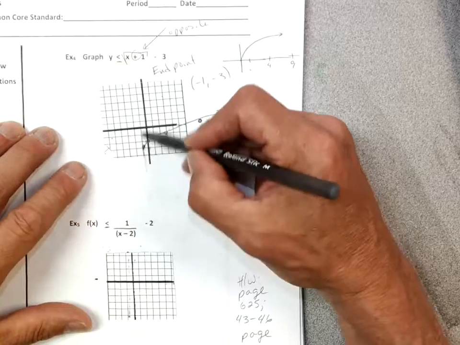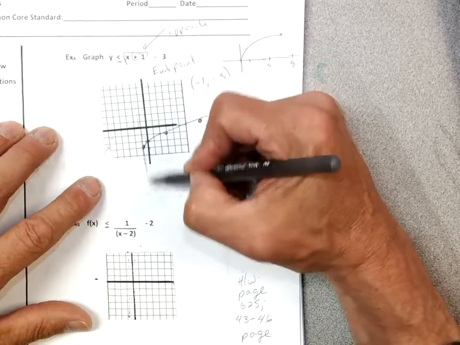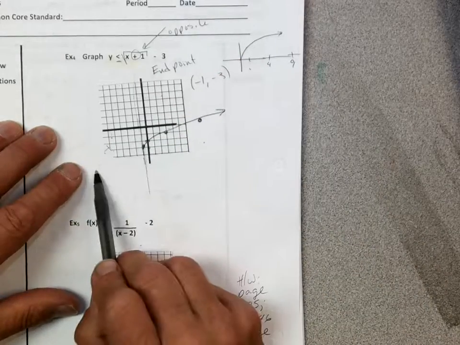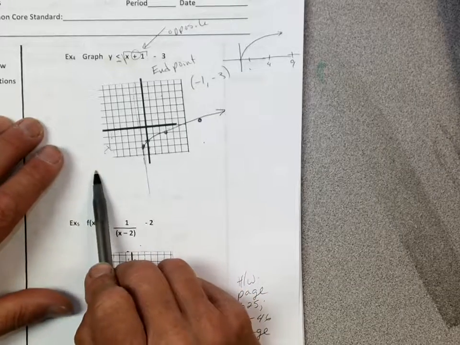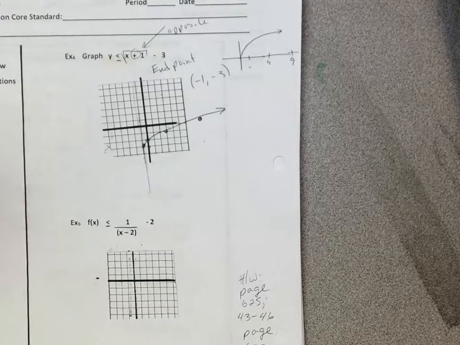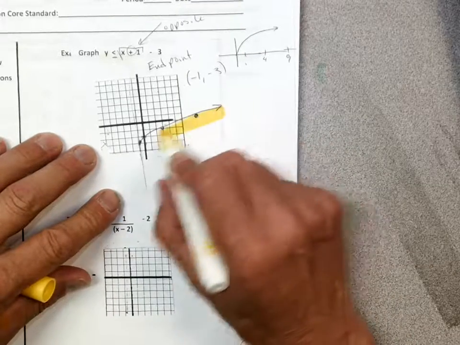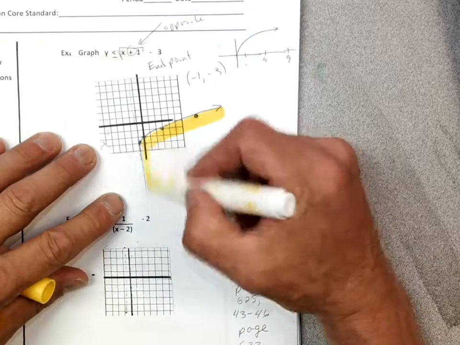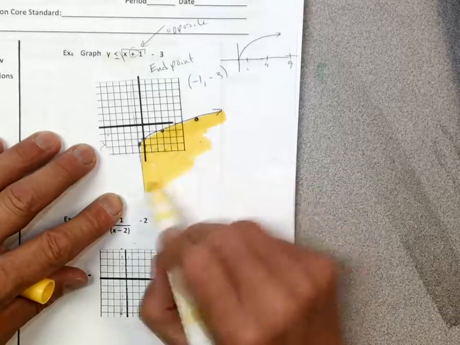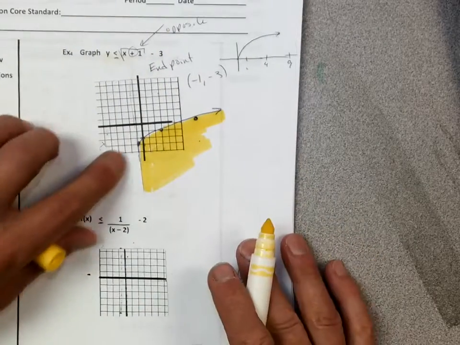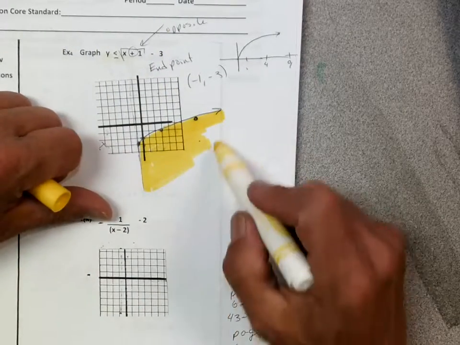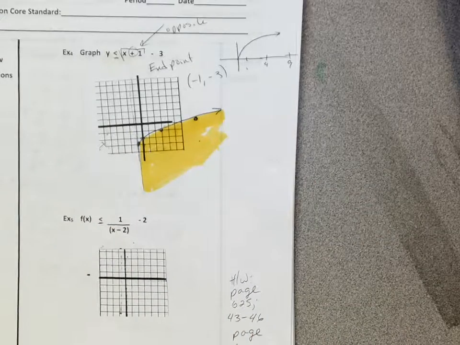Okay, so before you start shading, right here at the end point, you cannot go on the other side because those will give me negative values. We cannot have negative square roots. So when I shade this, I'm shading everything below the square root graph, and we're going to make sure that we don't shade over into this negative region, which would be past the end point. Okay, and that's my solution.